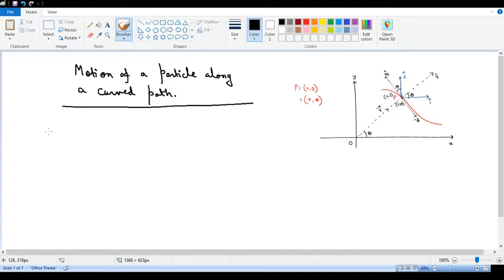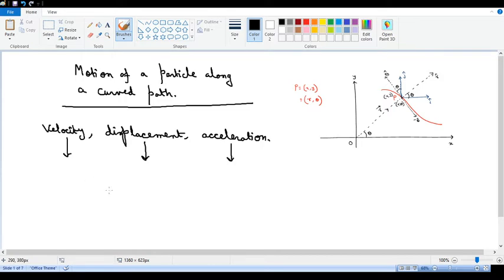So as I said, in our linear system of motion of a particle, we were acquainted with variables like velocity, displacement, acceleration, etc. Now we are interested to see the transformation or the changes in these basic variables when the particle undergoes a curved motion. What will be the nature of this velocity, displacement, acceleration, all these things?